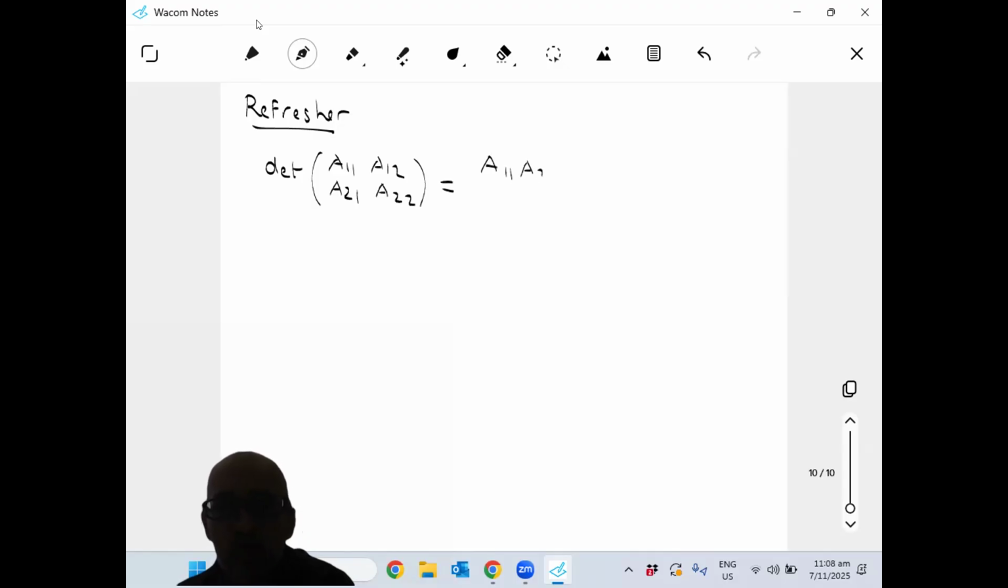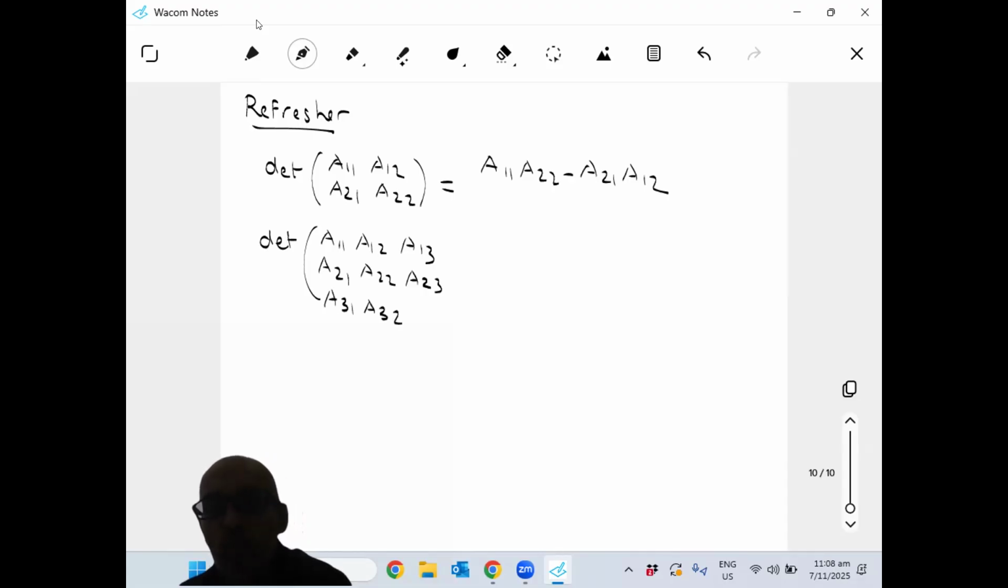it's A11 A22 minus A21 A12. If I take the determinant of a matrix of size 3 by 3, what you're going to do is calculate this determinant along every entry. You take one row, and if you remember the definition of a determinant, you take A11 and find the determinant of the smaller submatrix, the 2 by 2 matrix: A22, A23, A32, A33.